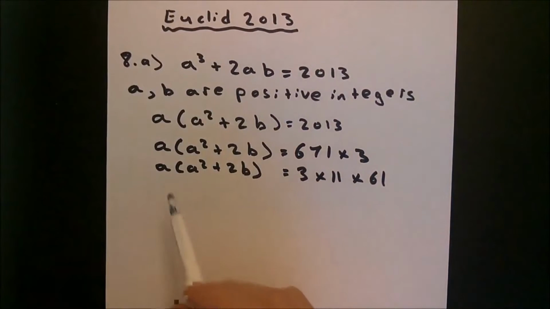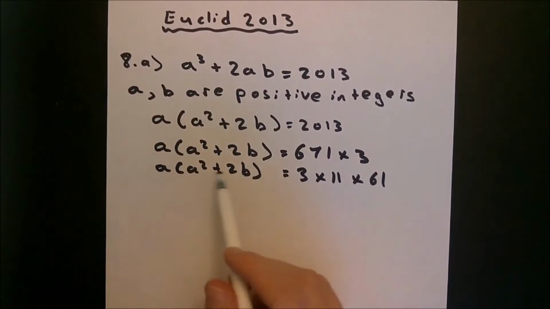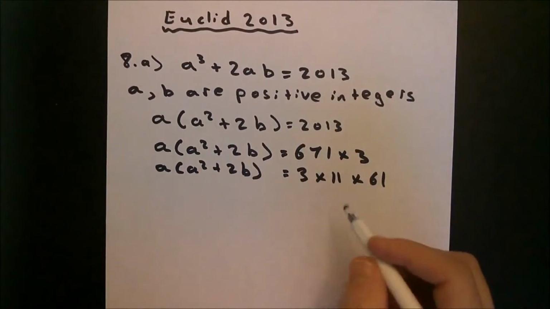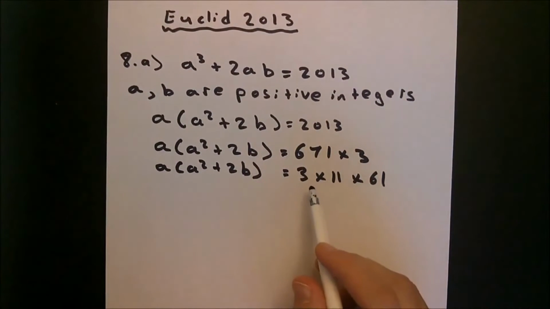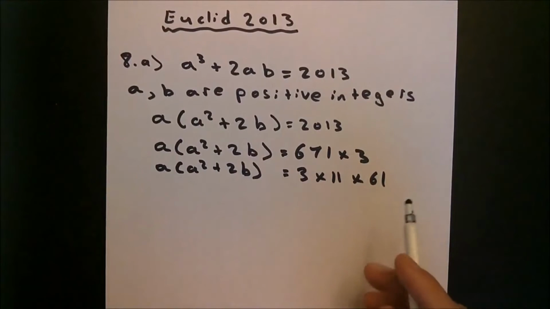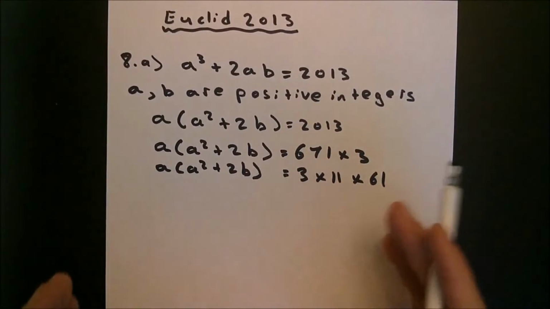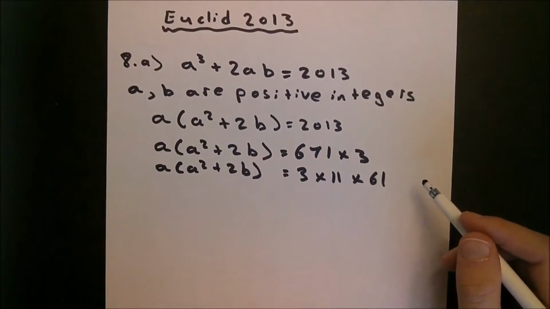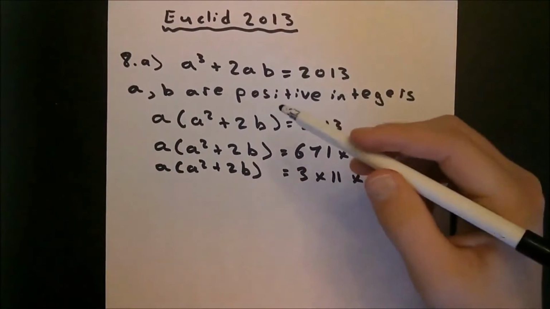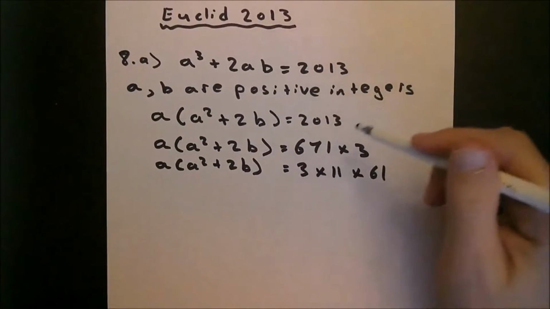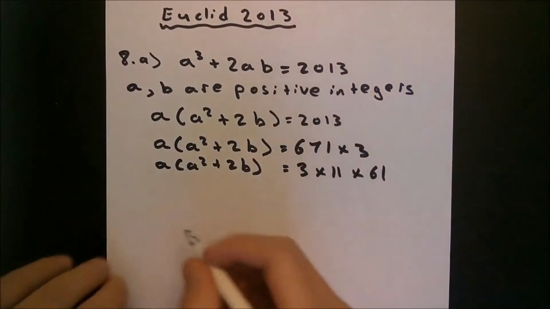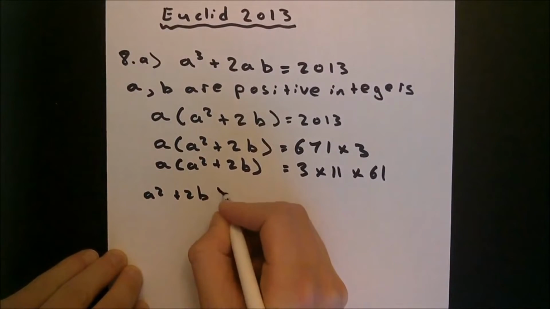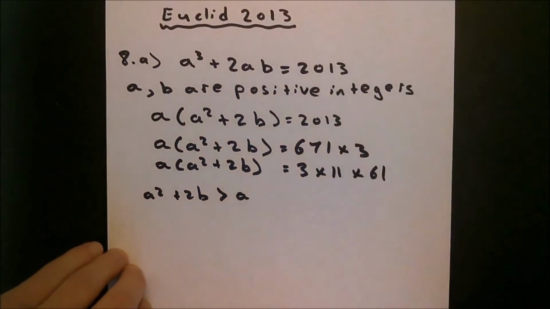So we know that two numbers multiplied together are going to equal 2013. So I just want to split up 3 times 11 times 61 into two factors, and we're going to see how many ways we can do that. Also, notice that since both a and b are positive numbers, a squared plus 2b is going to be greater than a.